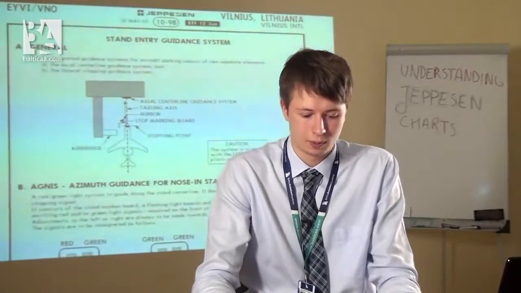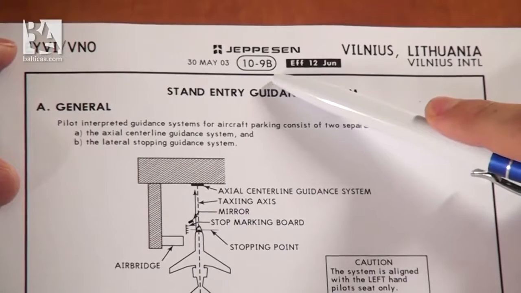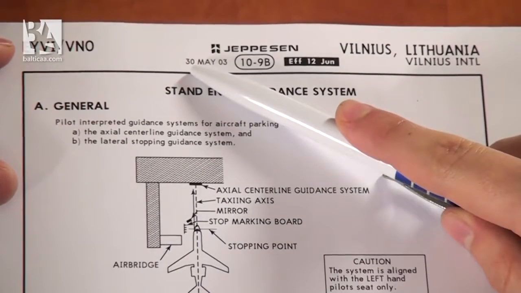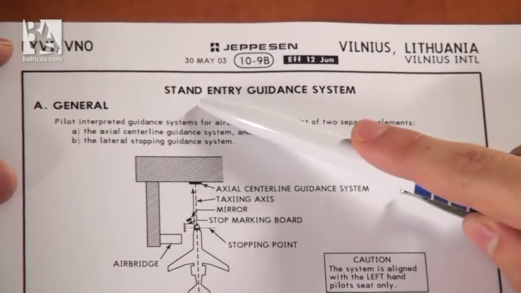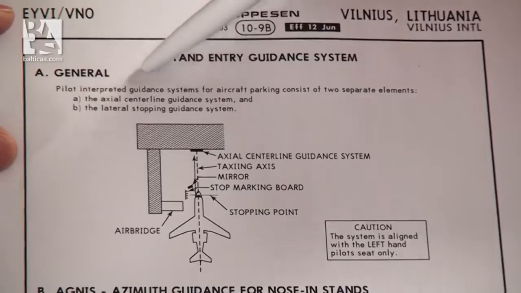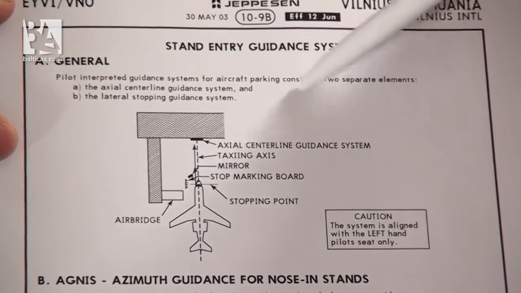So the next chart would be 10-9 Bravo, which was published 2003 May the 30th, and is about the stand entry guidance system. So first of all we have some general information. How does it look like? What does it consist of?